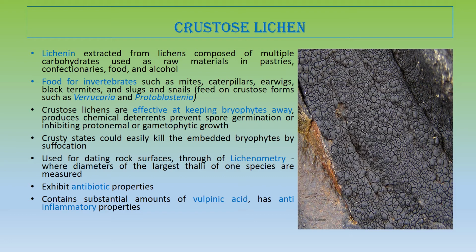This crustose lichen also produces various types of chemicals which have many economic benefits, because it produces certain substances which have antibiotic property. Also, it produces lichenin. This lichenin is a mixture of various types of carbohydrates, and it is a raw material in various types of pastry and confectionaries. It also produces vulpinic acid, which has anti-inflammatory property.